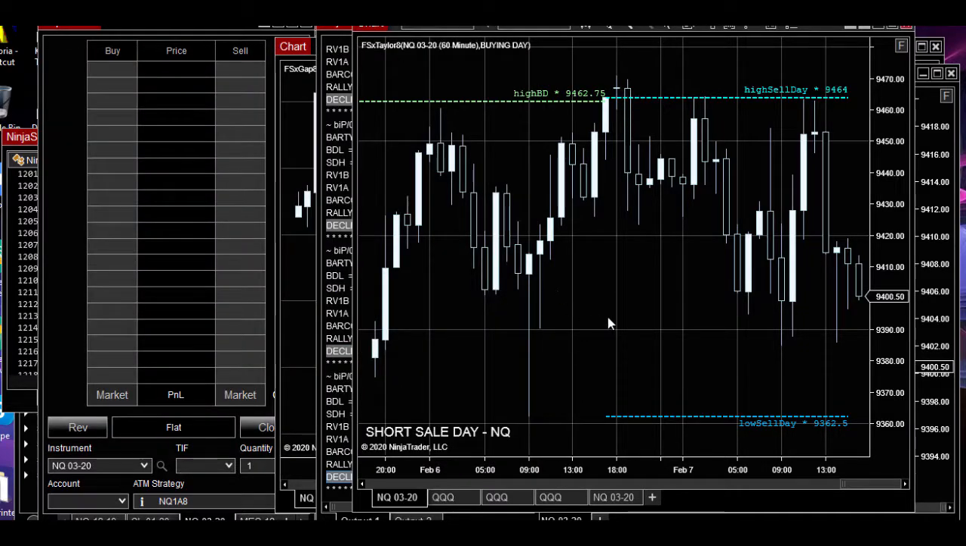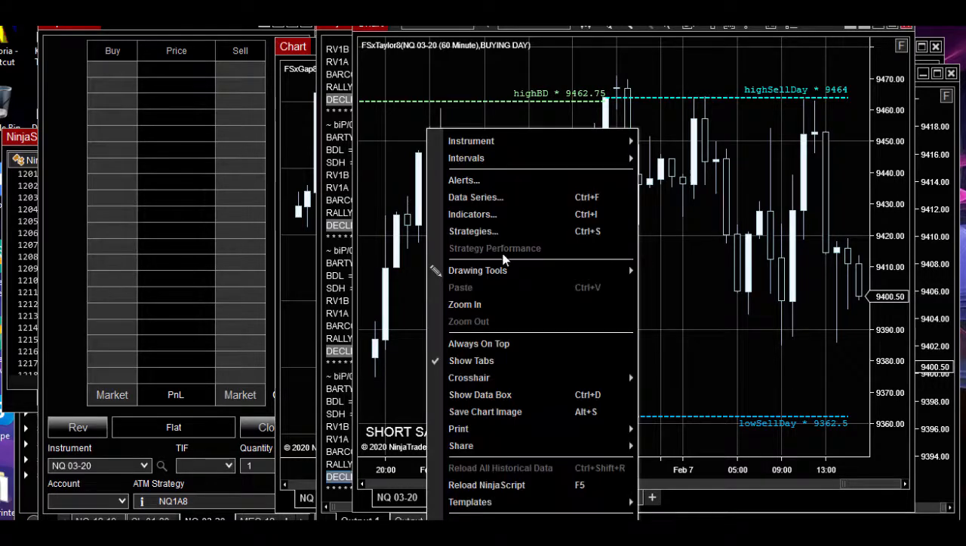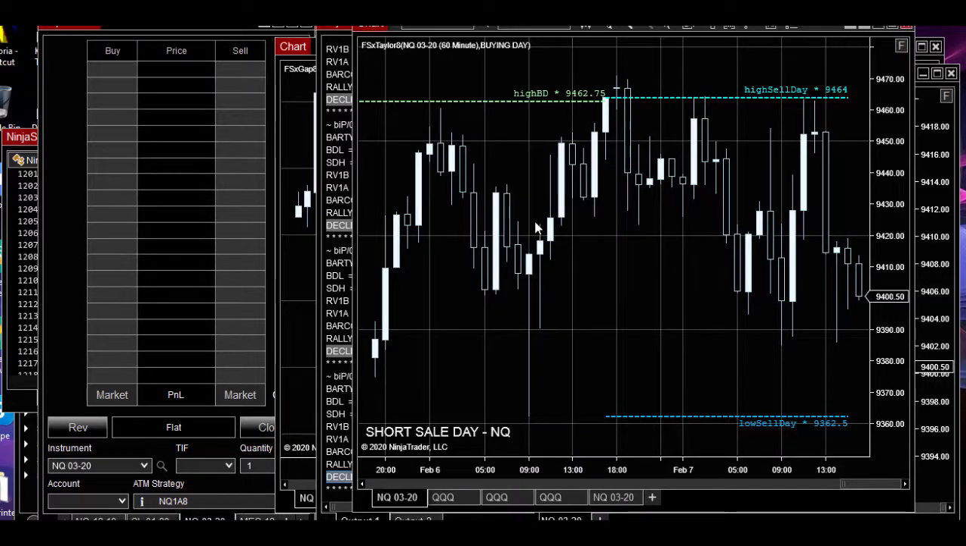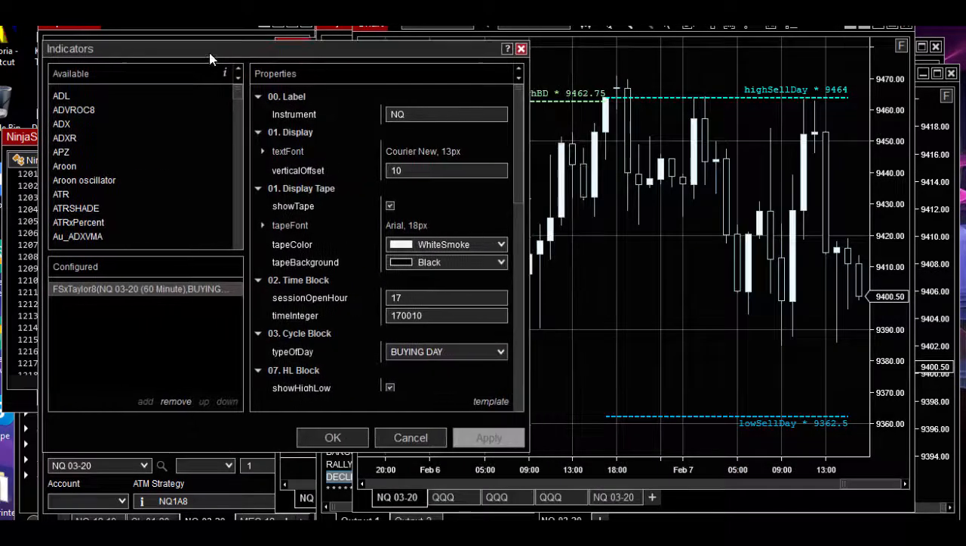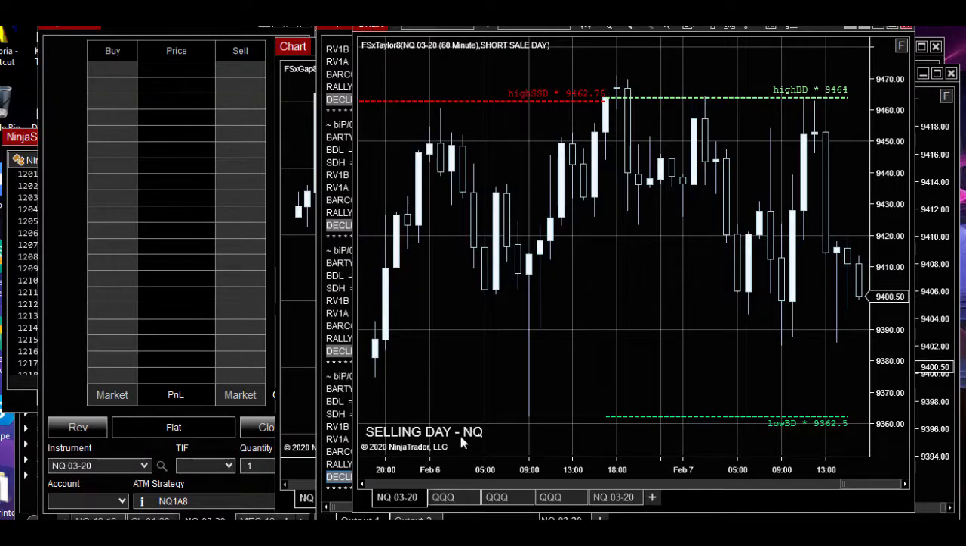Now I believe in this example that the previous day that had closed on the chart is a neutral day or selling day. This says it's a short sale day, so we're going to need to calibrate the chart to make sure that it's on the correct cycle day. And we will do this by adjusting this starting day. Okay, this looks good now. So now we know that it's a selling day. The levels of the previous day are represented on the chart.